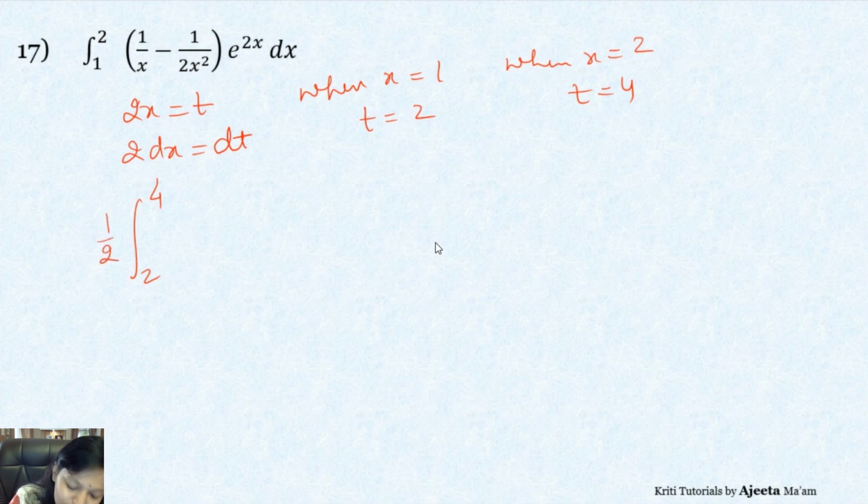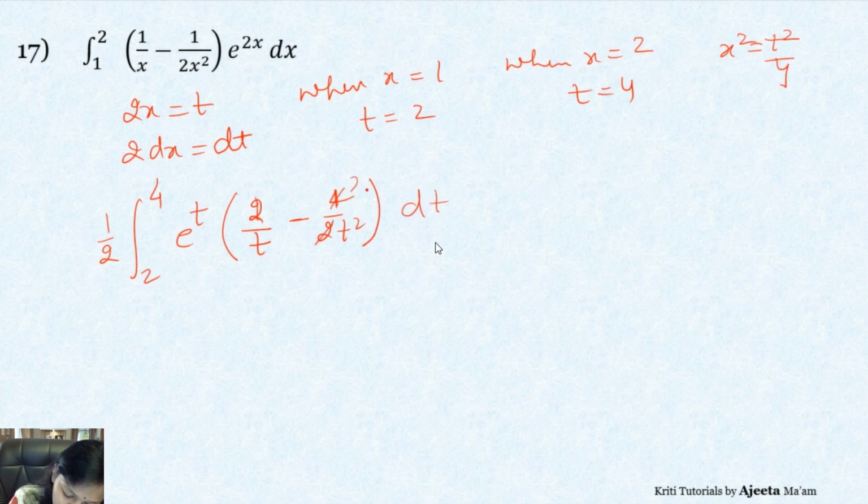Now 2x is t we have taken. Okay. So exponential t. Now what is the value of x? T by 2. Okay. What will be the value of x square? Now let's see. What will be the value of x square? T square by 4. Let's put it here. Now we can take 2 common. Now check your result.